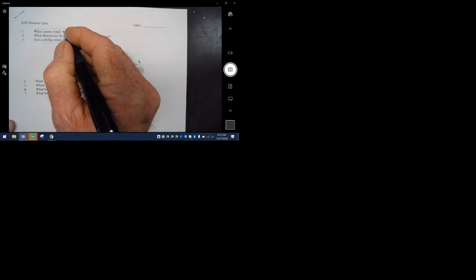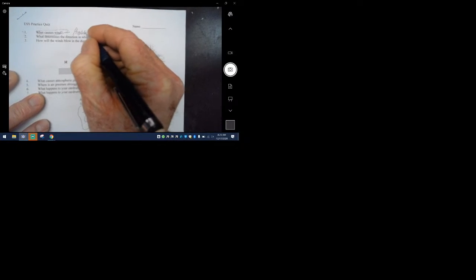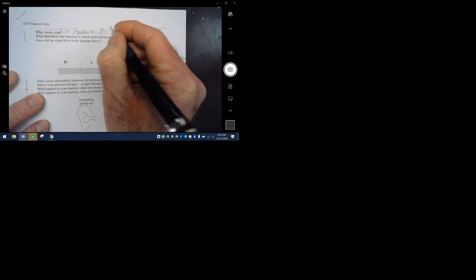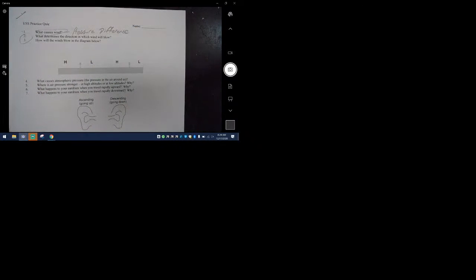Oh, it's RJ. What causes wind? Yes. Harriet? Pressure. Megan? Louder. Differences. So it's pressure. I'm not going to write all these down, but I'll write this one down. Pressure differences. Now, number 2 and 3 kind of go together.